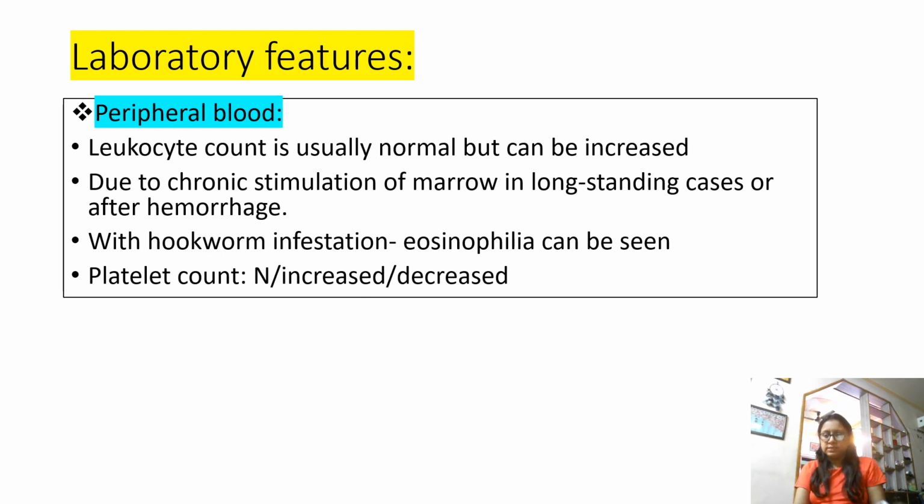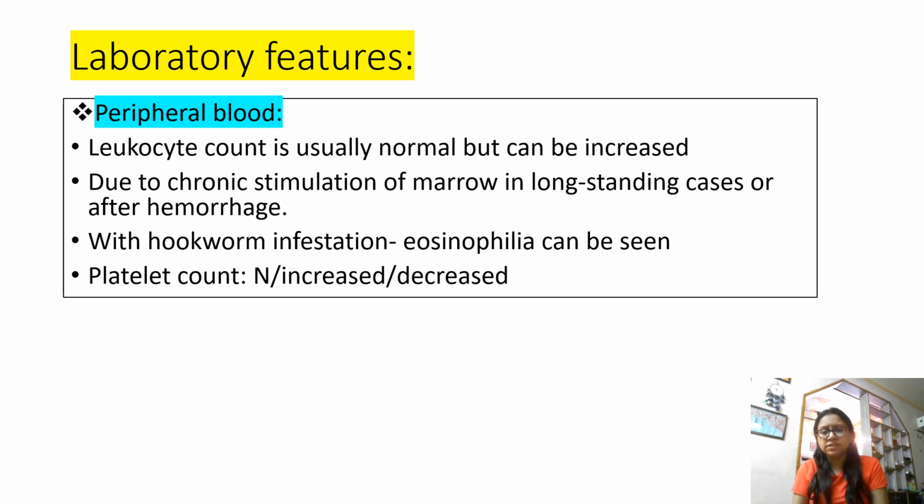So now RBC is done. Whenever you see a peripheral smear, you have to describe it under 3 headings. First is your RBC. RBC we are done. Second important component is our WBC. The leukocyte count is usually normal, can be increased. Why? Because of chronic stimulation of our marrow in long-standing cases or after hemorrhage.